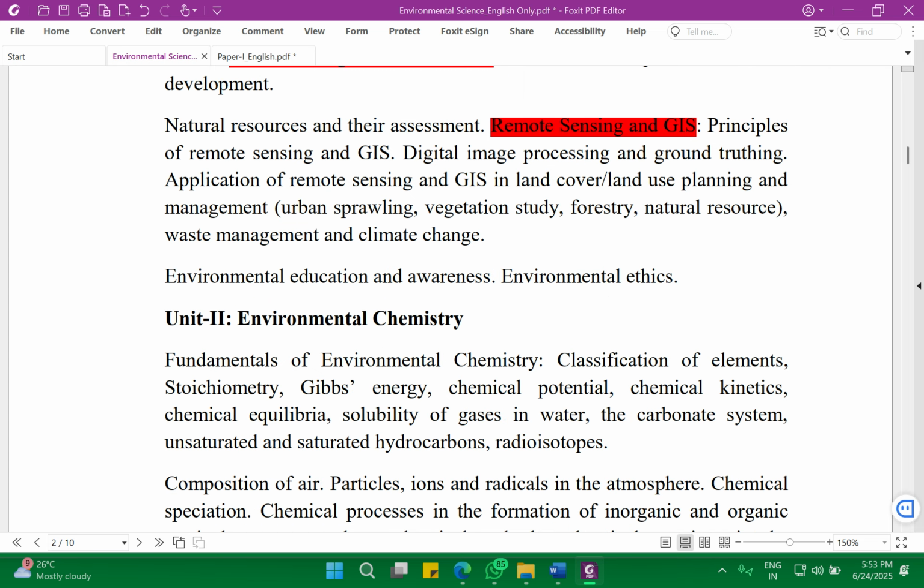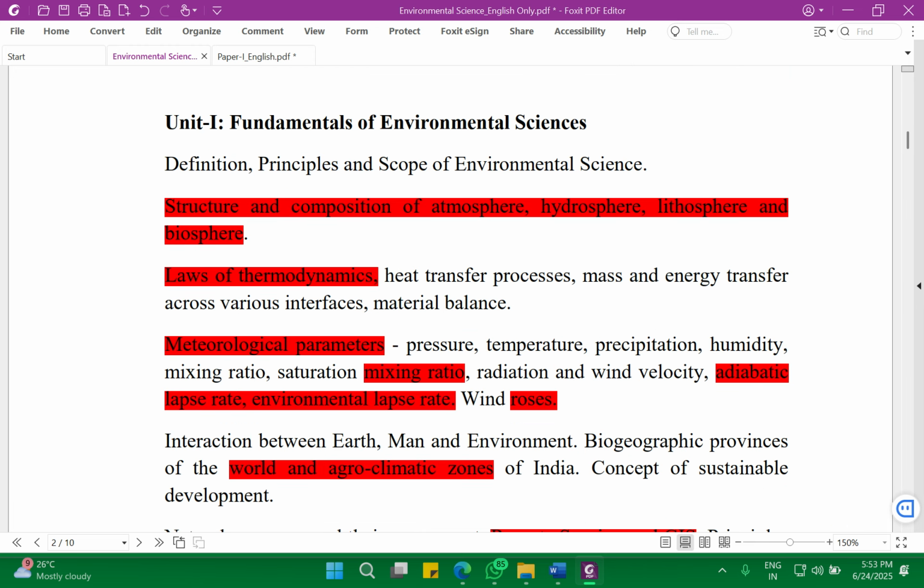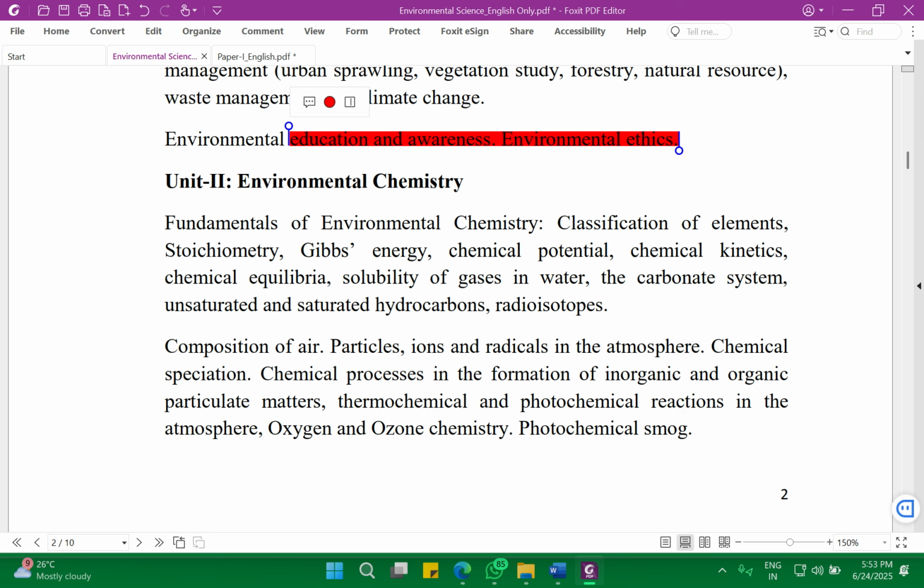And related to education, awareness and ethics, you may have at least 1 or 2 questions. So these highlighted are the important areas. And in environmental chemistry, again you can very well select some topics which are easy for you. As I have already told, Gibbs energy you can go through. We may expect 1 or 2 questions in that. And from isotope, definitely 1 question may come.